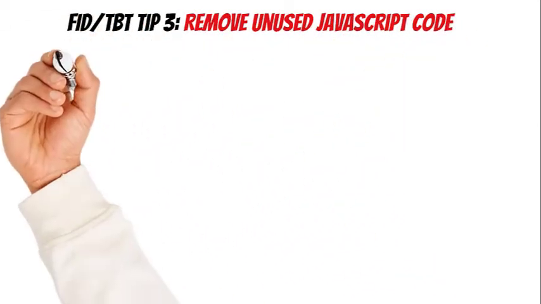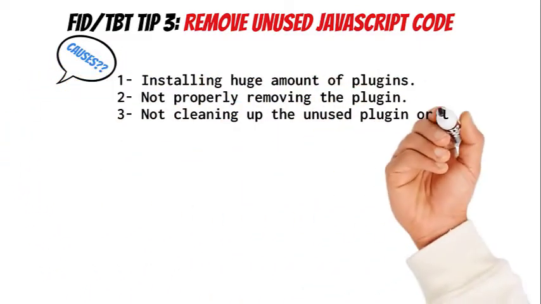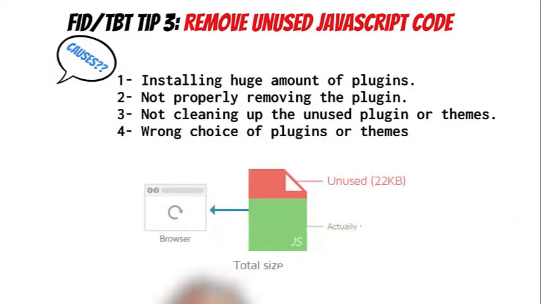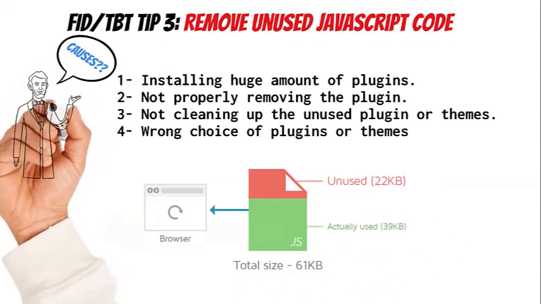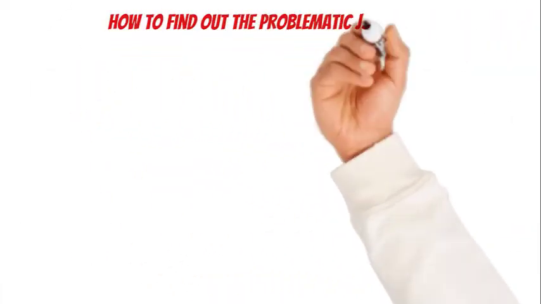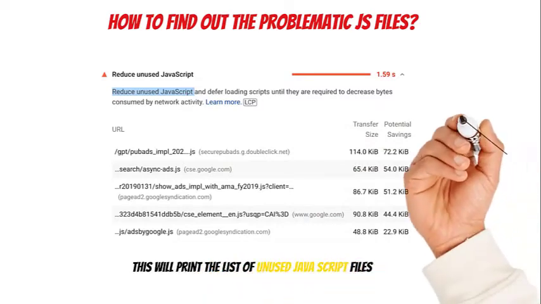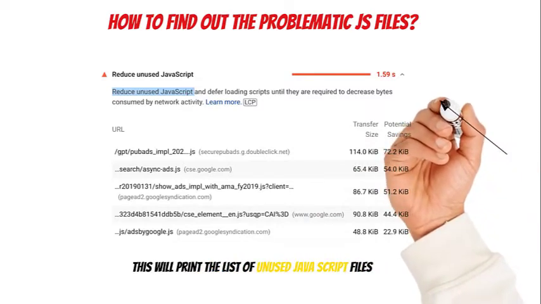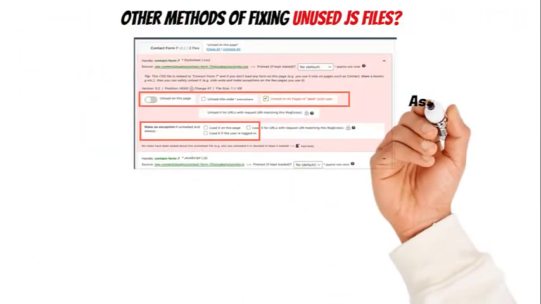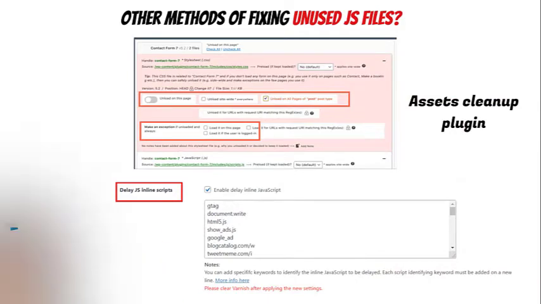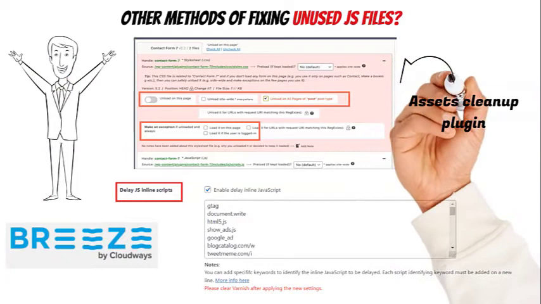Tip number 3. Remove unused JavaScript. When you install themes and plugins on your WordPress site, they load scripts on your pages to do their job. While some scripts are useful, others may not be essential to the functionality of your site. To find out the list of JS files you don't need, check the PageSpeed Insights report. It gives you a breakdown of unused JS files to remove. If you do not want to remove the files, you can load them only when necessary. You can use the Assets CleanUp plugin, or you may also add those in the Delay JS option under Breeze settings.